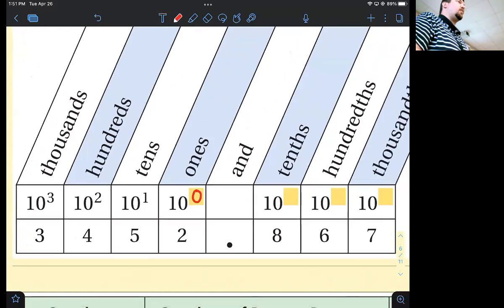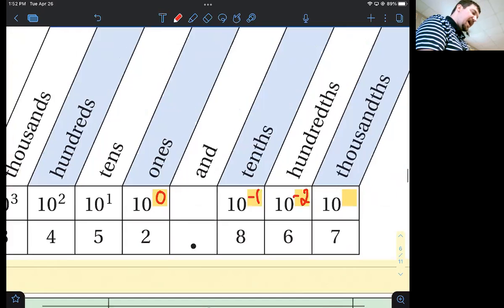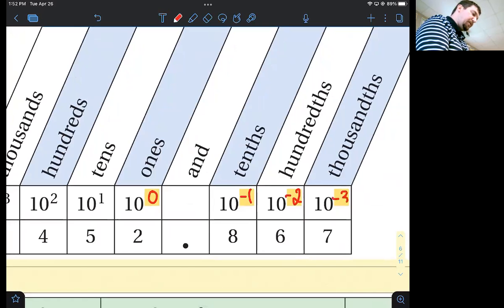Again, following this pattern, what do you think the next one would be? 1/10. How would I write that as a power, Julia? Yeah, 10 to the negative first. 1/100th. 10 to the negative second. 1,000th. 10 to the negative third.